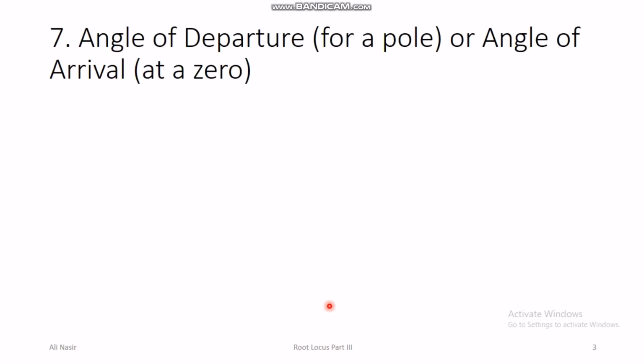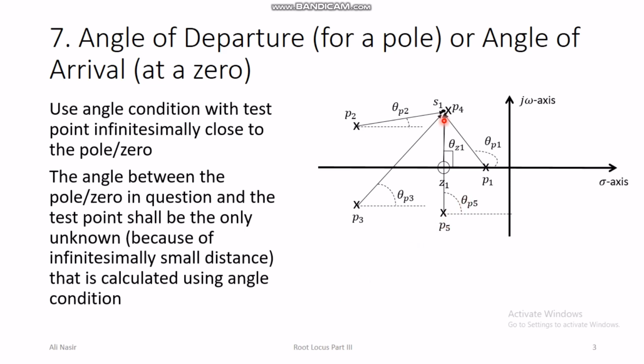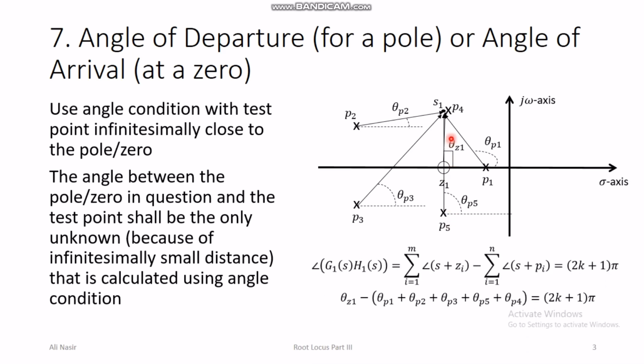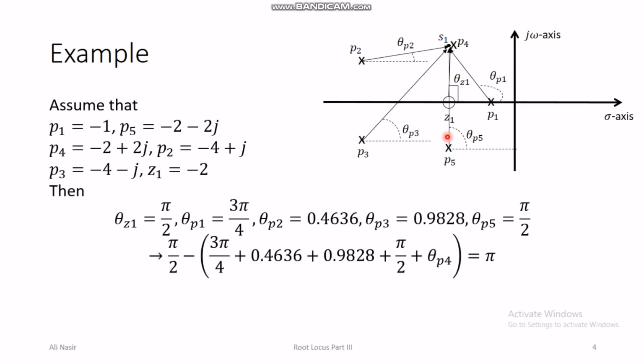Then we looked at 4 rules today. Rule number 7, for angle of departure or arrival: we put a test point very close to the pole or zero for which we want to find the angle of departure or arrival. Then we calculate all the angles, and the only unknown angle is the angle of the pole or zero to which the test point is infinitesimally close. Putting in numbers in this example gives us the answer: this pole departs at 37.96 degrees, and the other pole will depart at -37.96 due to symmetry around the real axis.